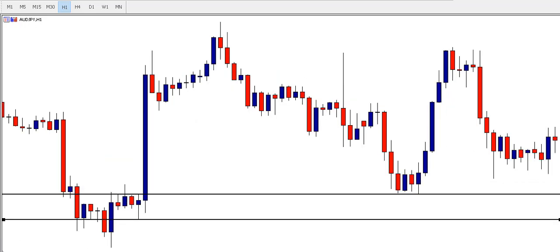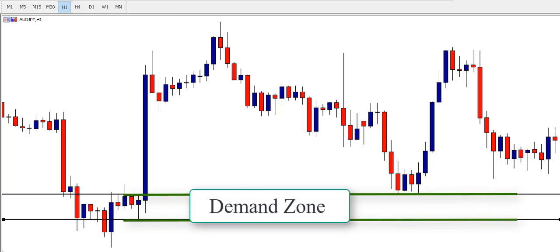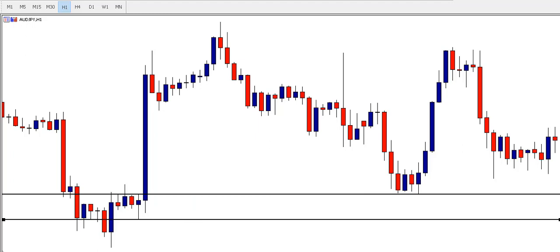This is the AUD/JPY 1 hour chart, and this is a drop base rally demand zone. The pacing candle is this bullish pin bar. It is the last candle before this strong move. So to draw the demand zone, we simply draw the proximal line at the upper shadow and the distal line at the lower shadow to get this demand zone. And as you can see, when the market returned to test this zone, prices moved up strongly again.